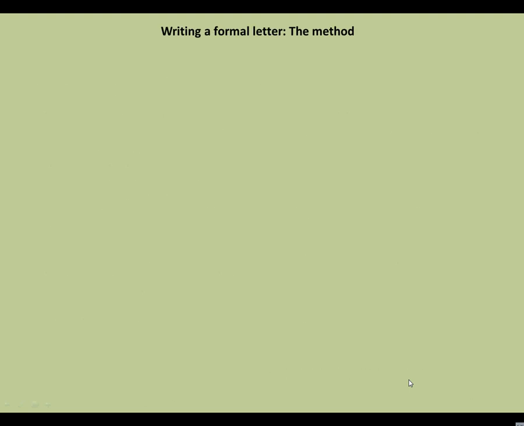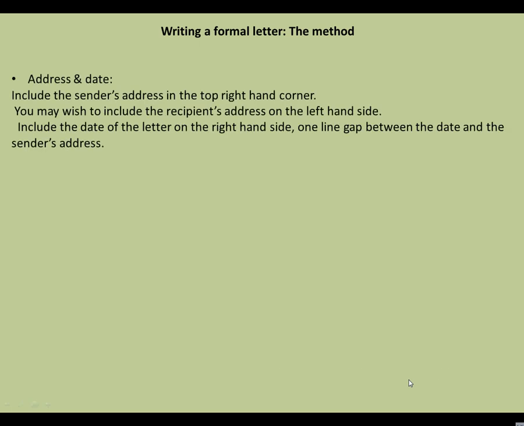Okay, we're going to look at two types of letters, formal and informal. Let's look at the formal method quickly. So obviously, top right hand corner, it's your address. One line underneath is the date. Again, you can make up the address, you can make up the date, it doesn't matter. They just want to see they're doing the right thing.